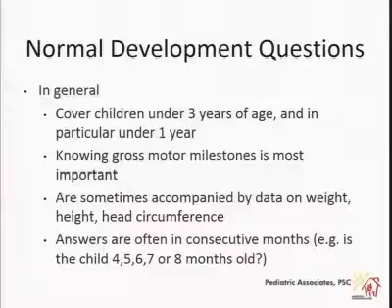In general, the questions on the exam are going to cover children under 3 years of age, and they're also probably more typically going to cover kids under a year of age. The reason for that is because those are the ages where the attainment of milestones is most predictive and most discriminating. You can give a developmental skill and say that's typical of a 7-month-old, but not so much of a 6 or 8-month-old, etc. Gross motor milestones are probably the most predictive and easy to use in questions. And then again, the questions are sometimes accompanied by data on weight, height, head circumference, and the answers to questions are commonly given in consecutive months.